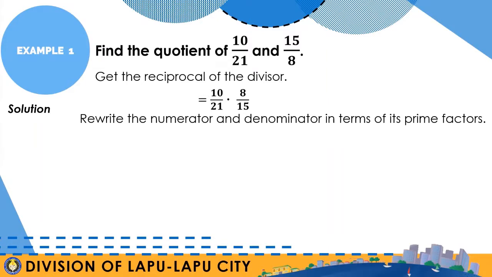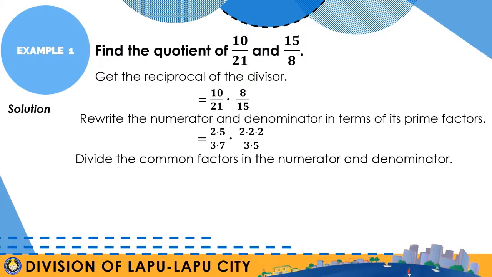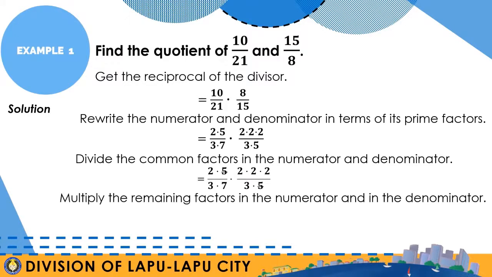Next, rewrite the numerator and denominator in terms of its prime factors. Thus, 2 times 5 over 3 times 7 times 2 times 2 times 2 over 3 times 5. Divide the common factors. Then proceed to multiplying the remaining factors in the numerator and in the denominator. So 2 times 2 times 2 times 2 is 16, and 3 times 7 times 3 is 63. Hence, the quotient of 10/21 and 15/8 is 16/63.